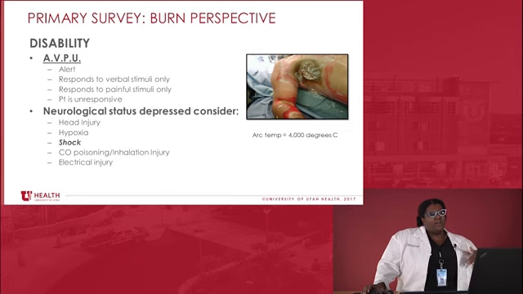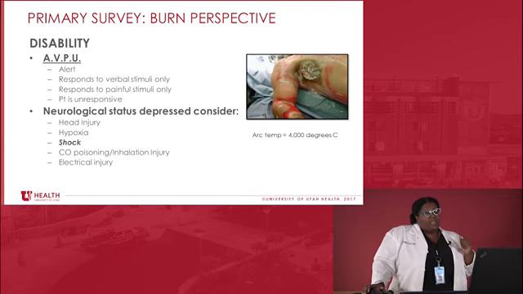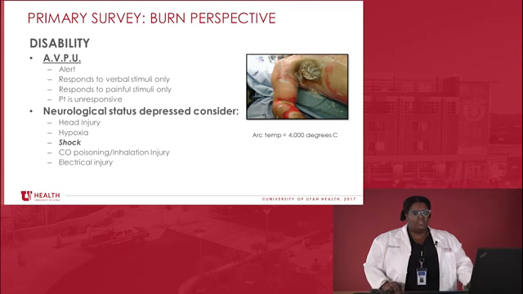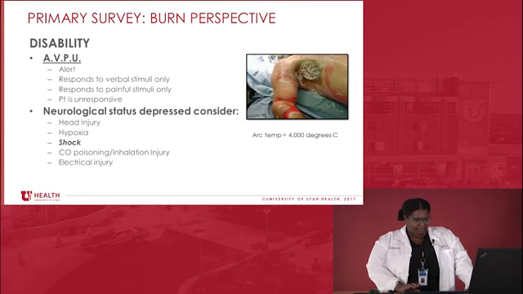And then just remember, if they are having some depressed neurological impact, you have to still remember there might be a traumatic brain injury. There might still be some ongoing hypoxemia. You might still be in a shock state, so you have to get those things reversed and treated. You also still have to think about carbon monoxide poisoning from inhalation injury and other electrical injuries that could impact the neurologic status. So here is a picture of a patient who had an electrical injury, and this is about 4,000 degrees Celsius. So that's a pretty full thickness injury.